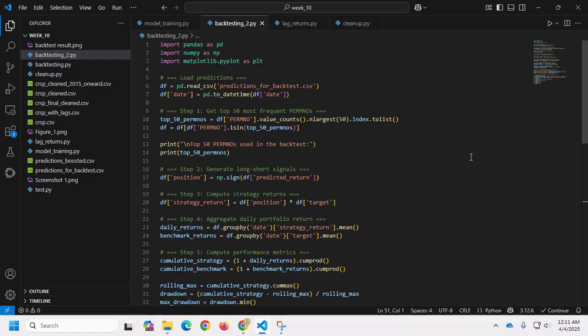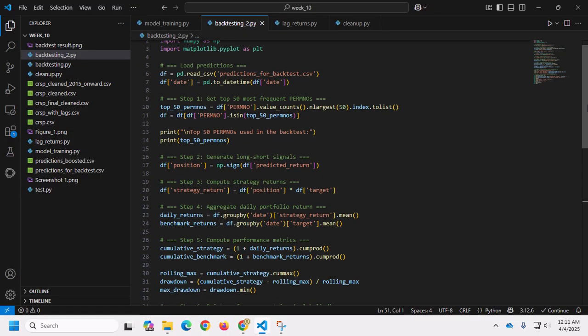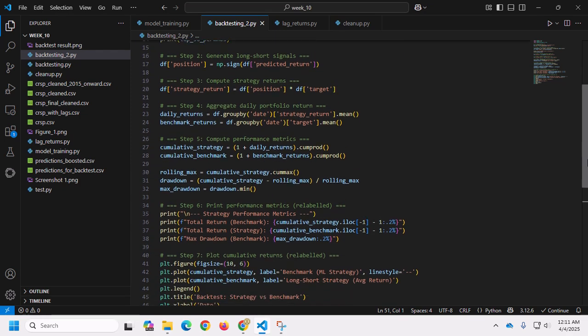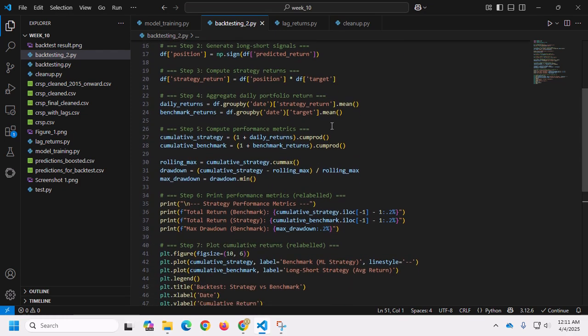So jumping back onto the code over here. So here it is that I'm choosing the 50 stocks out of the data set that were the most liquid, and then aggregate daily portfolio return was also made, which of course comes to benchmark returns, which we are going to be comparing our strategy to the benchmark.